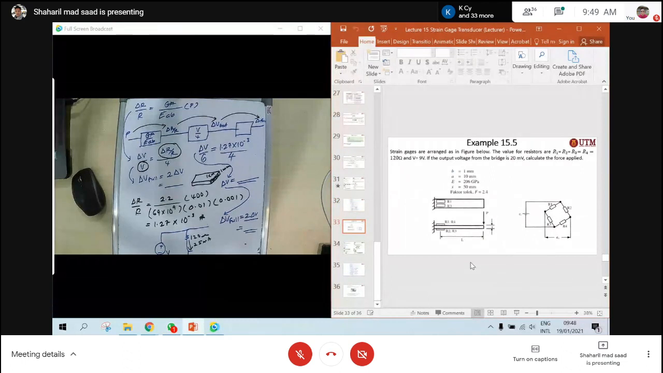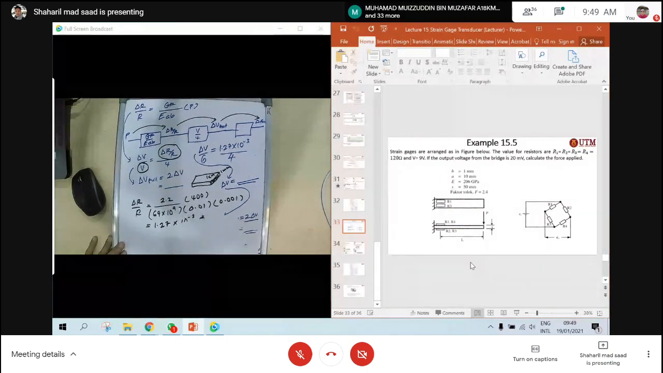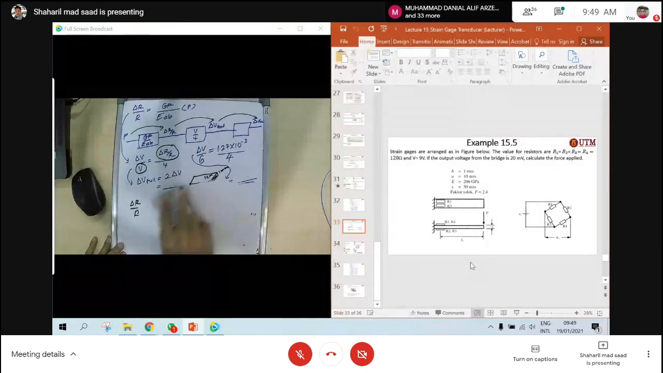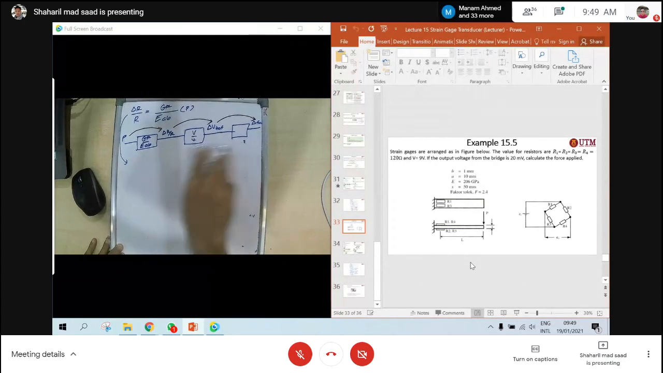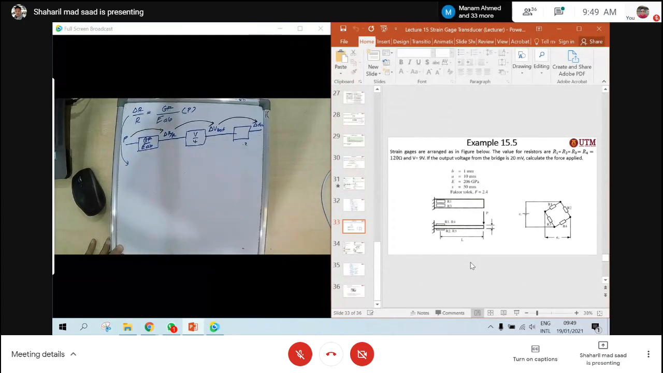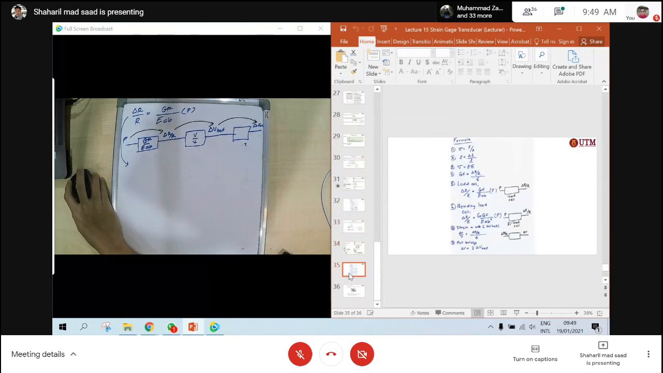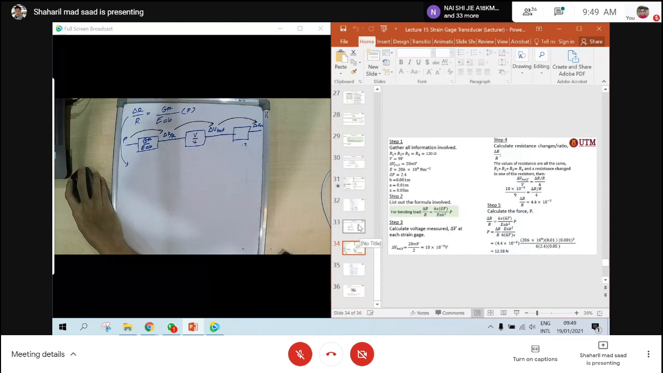Okay. Example 15.5. Yup. The same as example 15.3, except this example uses the bending load cell. So how can we know it's a bending load cell? It is because you fix this one and then you press this one. Okay. So in this case, I think it is quite simple. You just need to know the formula for the bending load cell.